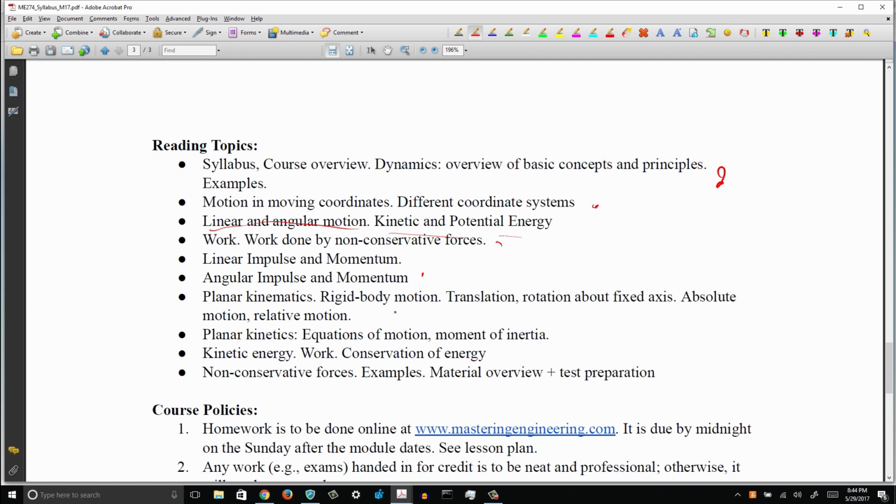planar kinematics, rigid body motion, translation, rotation about fixed axes, absolute motion, and relative motion. And in planar kinetics, we'll go over equations of motion and moment of inertia. We'll also cover work energy, kinetic energy, conservation of energy, and we'll take a look at some non-conservative forces.